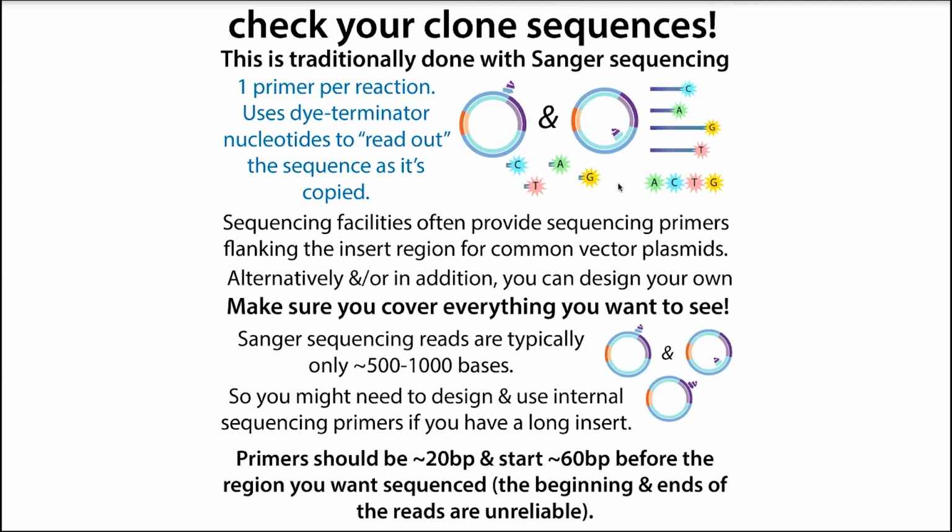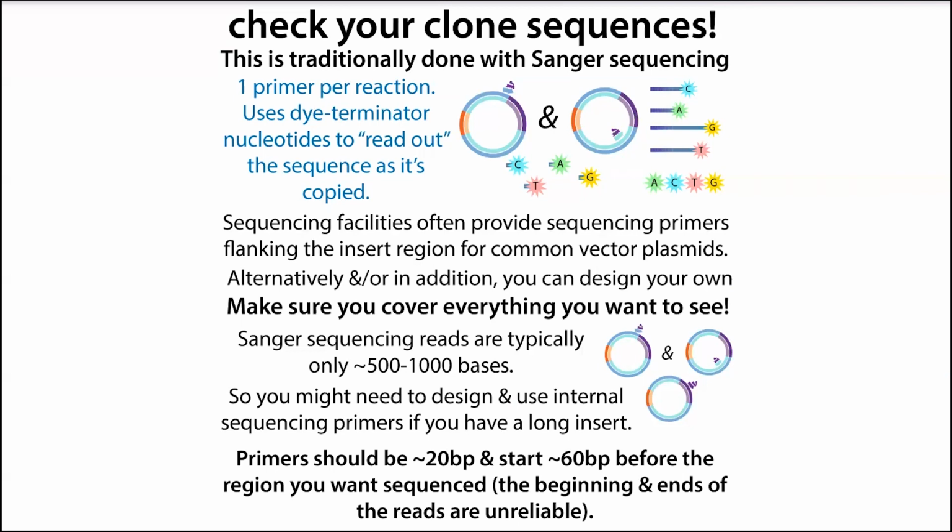But this might not be sufficient for you. Even if there are primers that go into the beginning and the end of your insert, each of those Sanger sequencing reads is only going to be about 500 to 1,000 bases. And the first 50 or so aren't going to be reliable. So the beginnings and the ends of the reads are going to be unreliable, as we'll look at. So if you have a long insert, you might have to design an internal primer to make sure that the reads from the forward primer, the reverse primer, and your internal primer overlap and together give you the entire sequence.